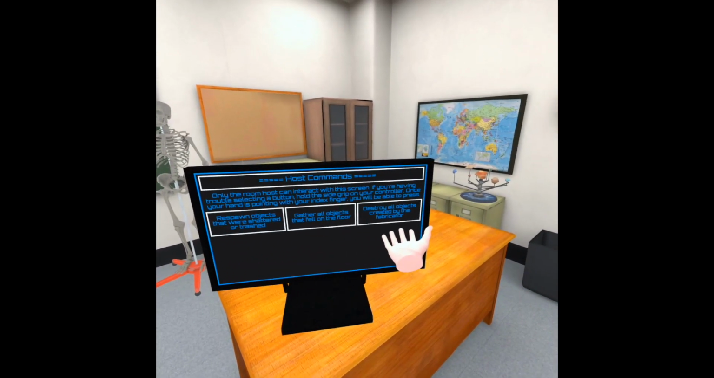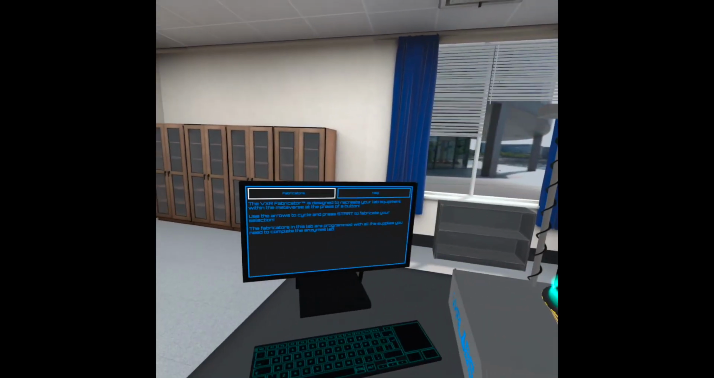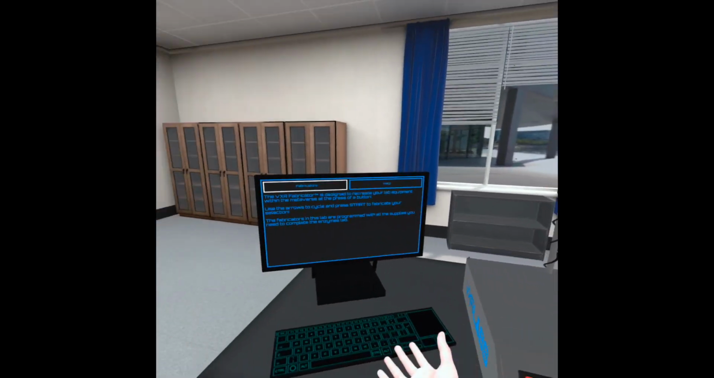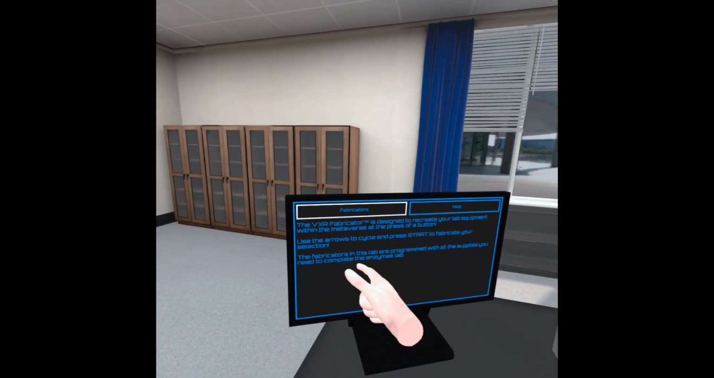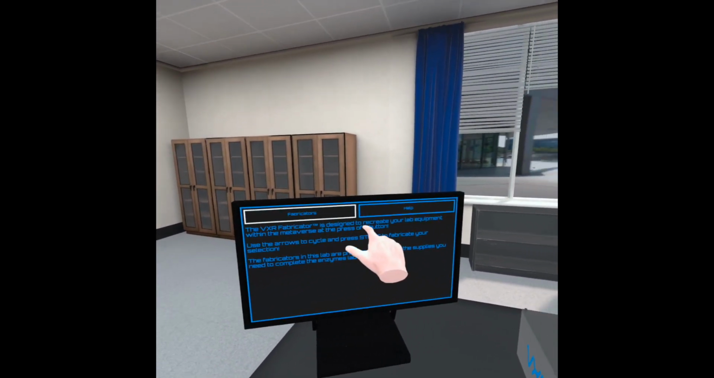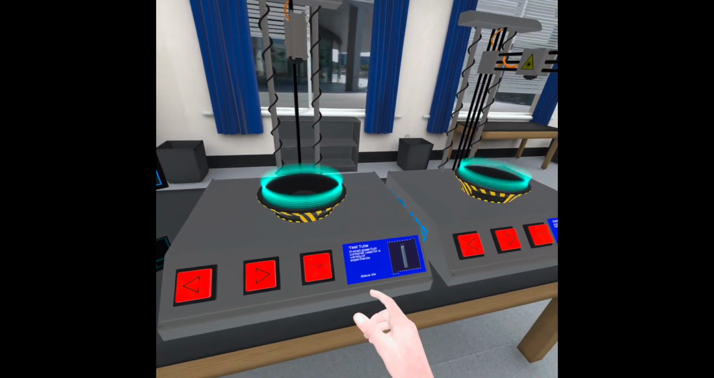Now there is one more piece of equipment in the lab. It's called the fabricator of the virtual lab. And this is a piece of equipment that allows you to generate more of any piece of equipment that you've run out of. For example, if you'd run out of enzyme or substrate, normally your technician would get more for you, but here in this virtual environment we have the fabricator.